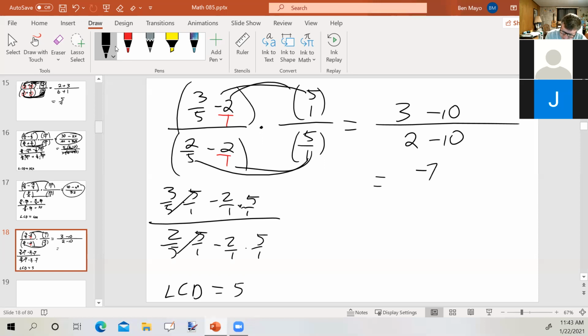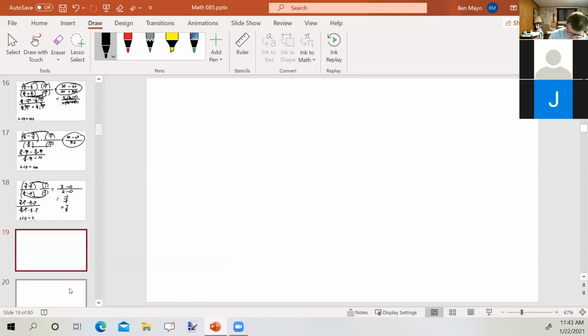Well, 3 minus 10 is negative 7. 2 minus 10 is negative 8. So we'd end up with 7/8 as our final answer. Okay. Let's see here. Let's take a look at this one.